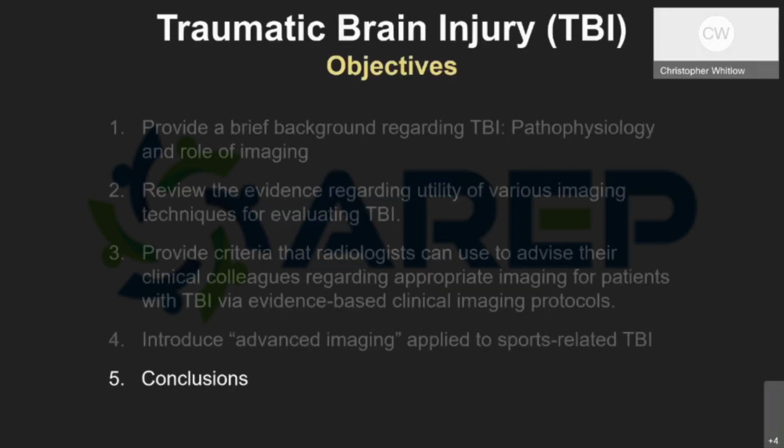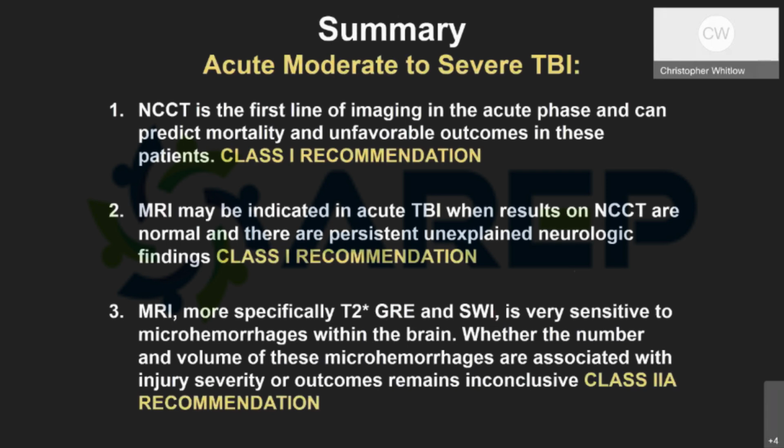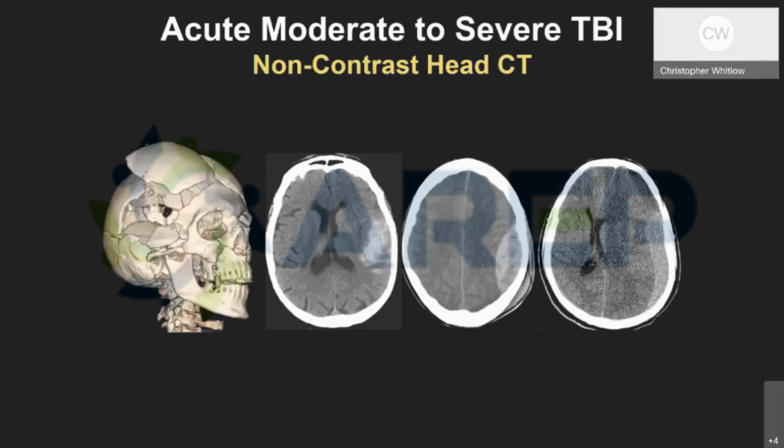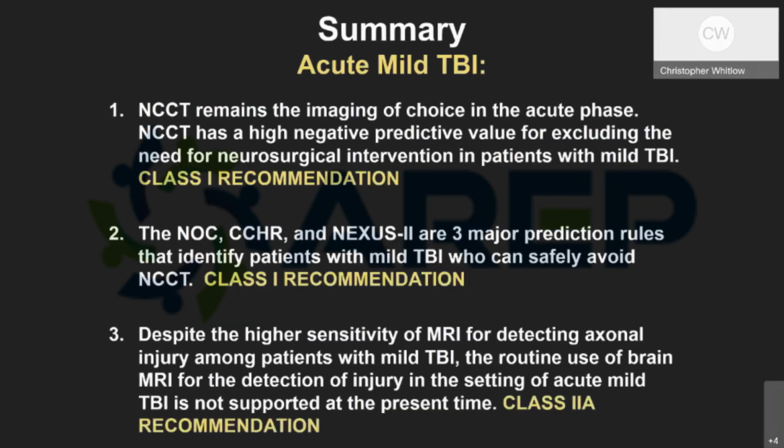So that's a lot to go over, but in conclusion, I would say, number one, going over what we talked about with acute, moderate, and severe TBI, the evidence supports the use of CT as a first line for imaging, with MRI reserved for persistent symptoms. You can see obviously that CT works pretty well. For acute mild TBI, CT again remains the choice for injury in the acute phase and has high negative predictive value for excluding interventions.